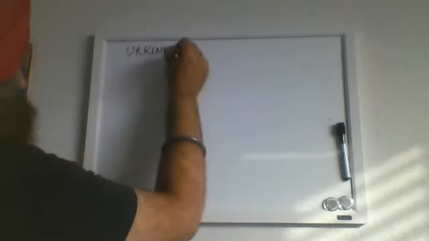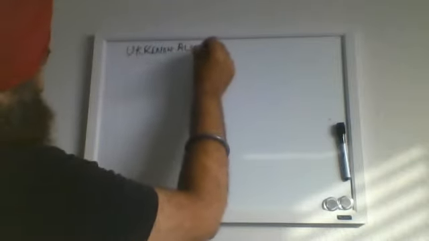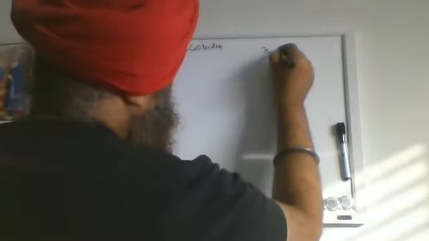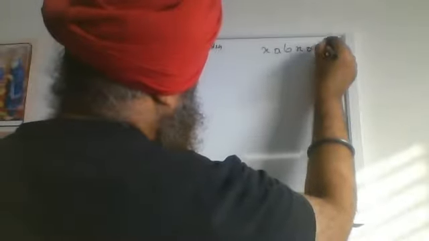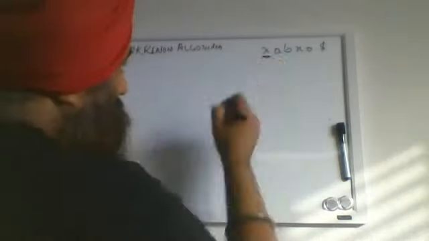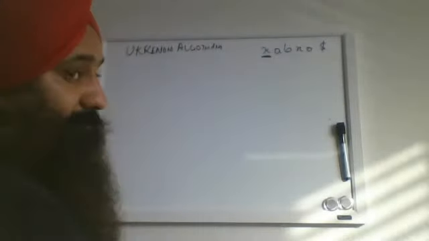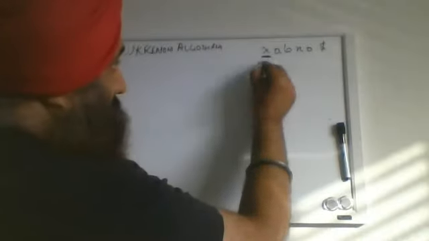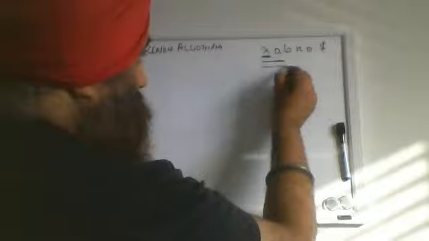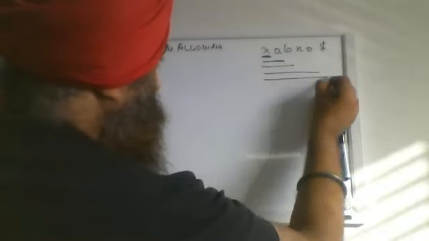Ukkonen's algorithm. Ukkonen's algorithm says that if you have a string, suppose you begin at this location, you pick up this string and you make an implicit suffix tree of it. Then you pick up this string and you make an implicit suffix tree. Then you pick up this, then this, and then this. So basically, Ukkonen's algorithm at high level will have m phases.